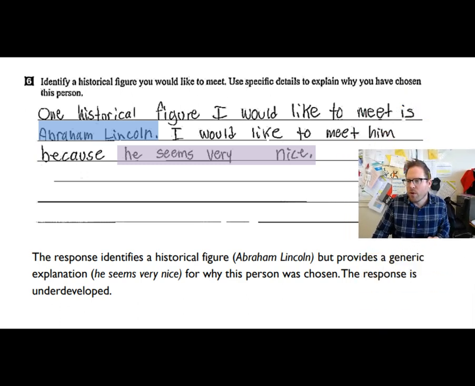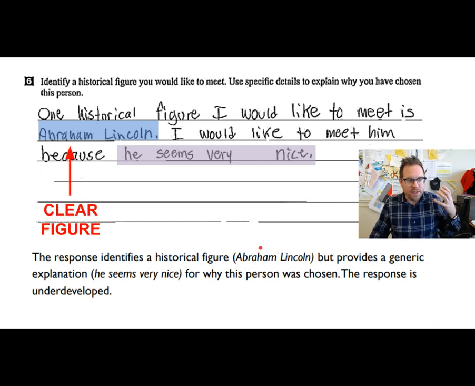Okay, so let's go through and see exactly why this was graded as a code 10. It has the clear figure. The clear figure is there, Abraham Lincoln. They have identified a historical figure, as it says here: the response identifies a historical figure, Abraham Lincoln.